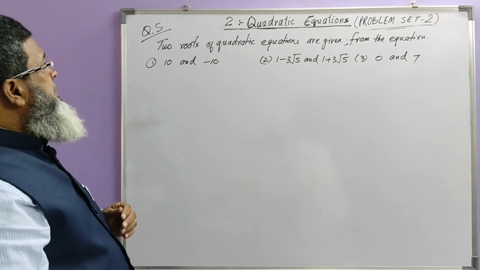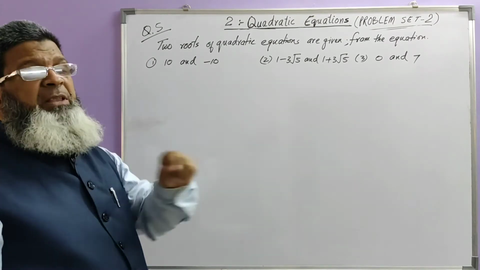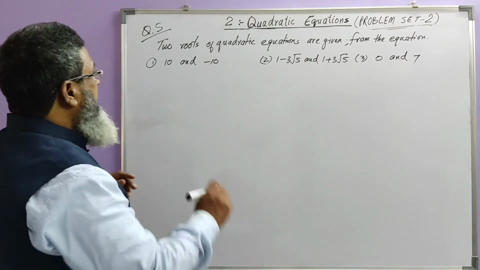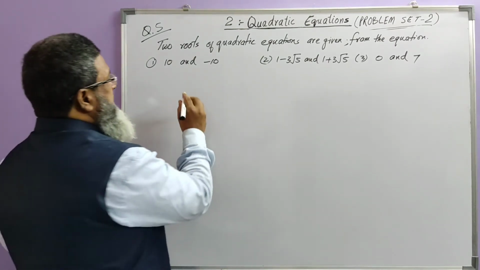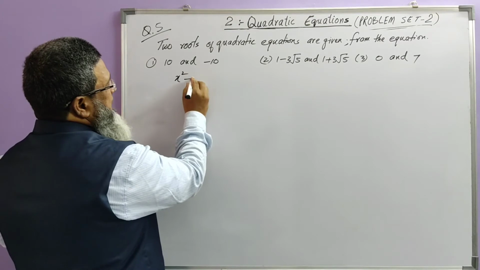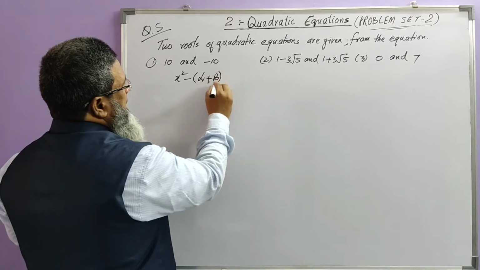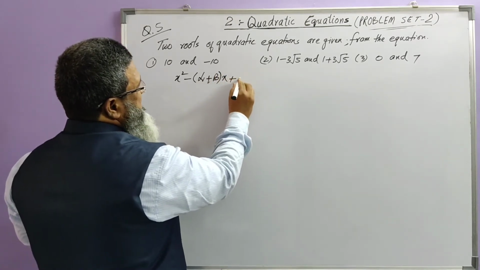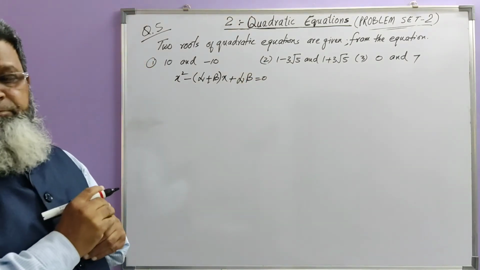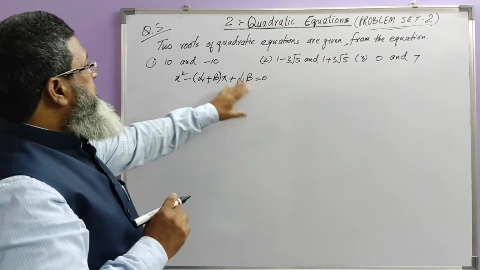Now in question number 5, two roots of a quadratic equation are given. Frame the equation. For framing the equation, you have to remember the formula. What is the formula? I write the formula first. x square minus alpha plus beta into x plus alpha into beta is equal to 0. This is the formula. You have to remember the formula.